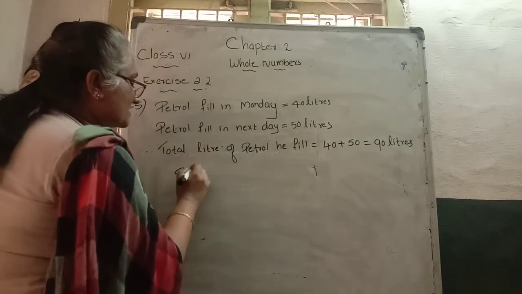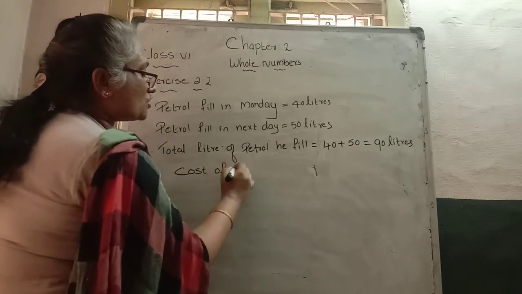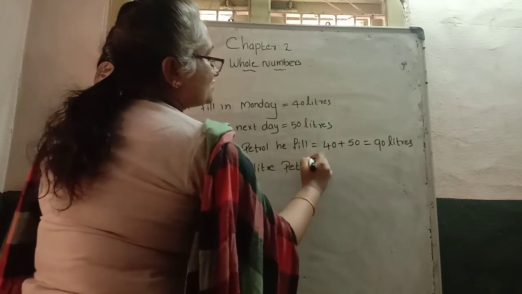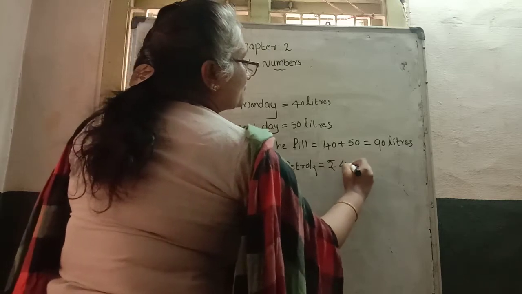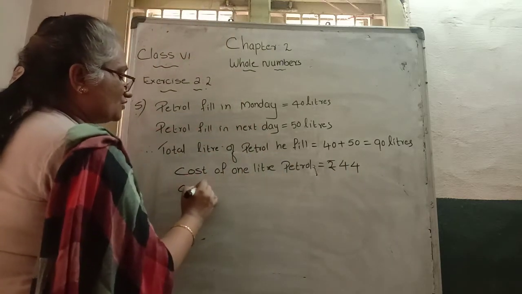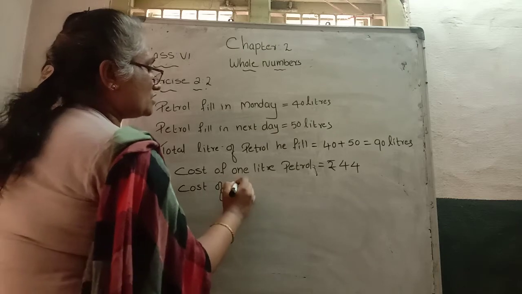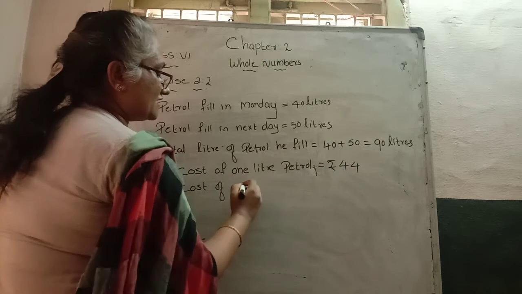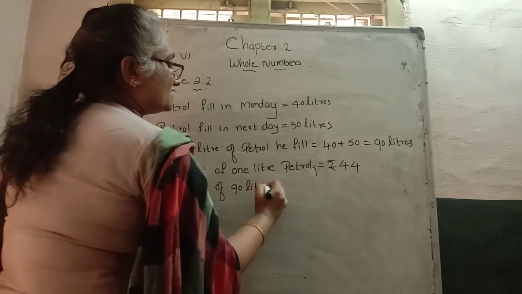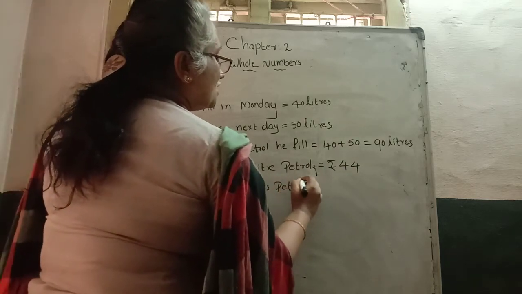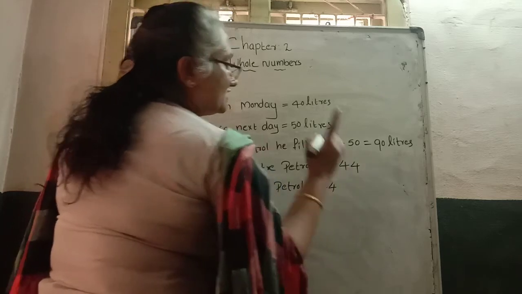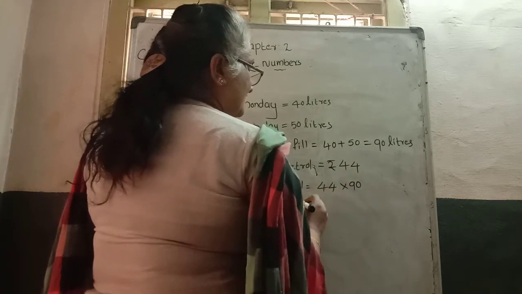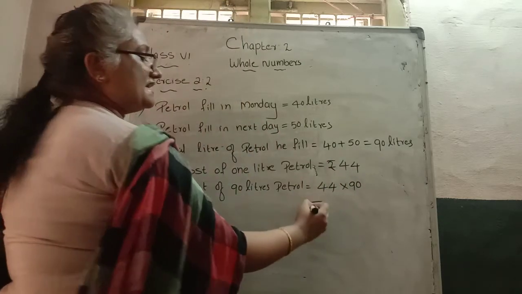Then next, what is given, the cost? The cost of 1 liter petrol is given. Cost of 1 liter petrol is equal to 44 rupees. What we want to find out is how much amount. That means the cost of how many liters of petrol he filled in the tank, total 90 liters. So 90 liters of petrol is equal to, what we want to do? 44, 1 liter petrol cost is 44. That is multiplied with 90 liters of petrol. Then total amount we will get there.